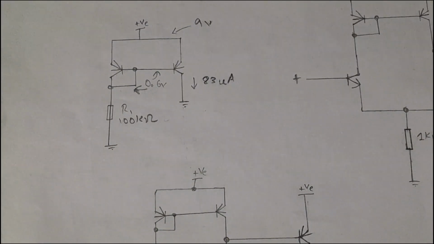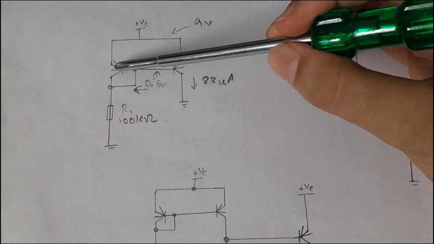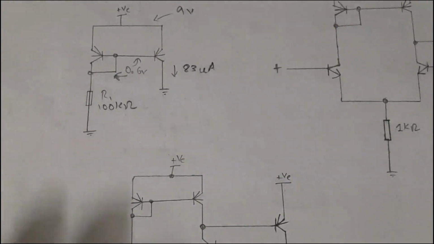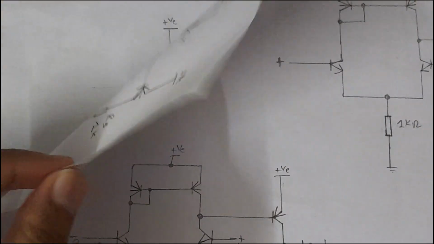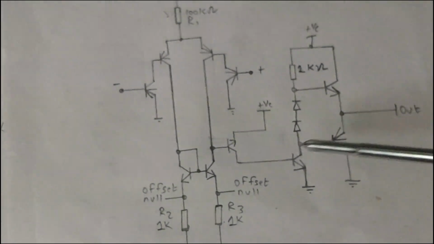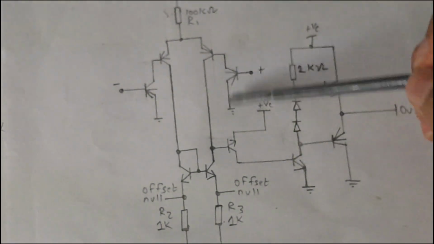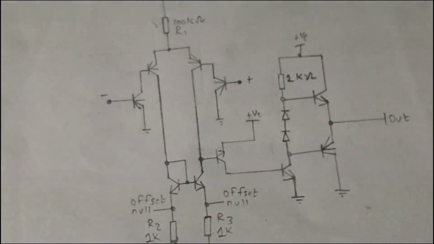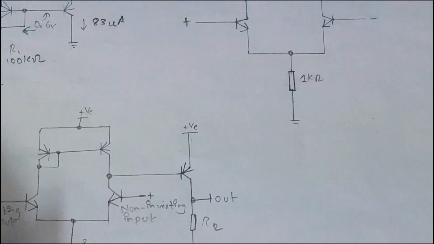We can modify it by using a current mirror, and we can use it in our circuit, and we can improve the circuit even more by using Darlington pairs here. But first let's talk about the current mirror.